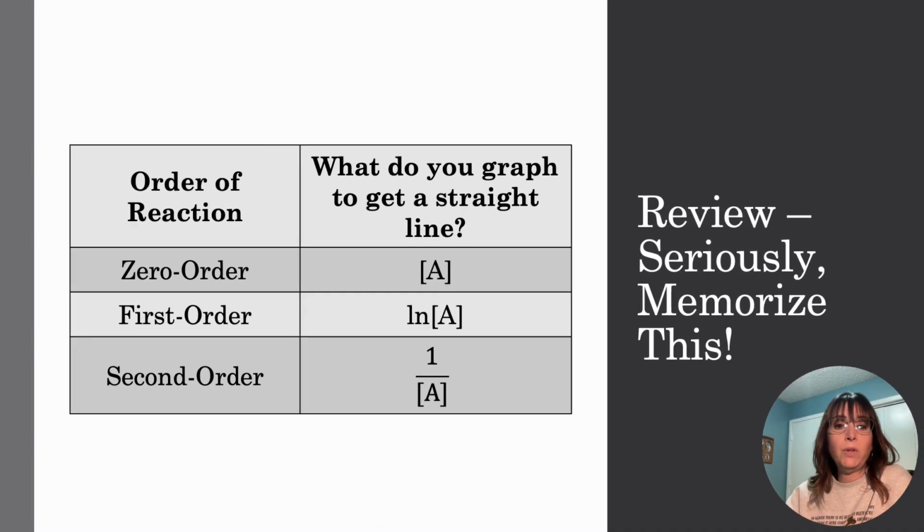Just quickly, let's review again. If you graph the concentration versus time and you get a straight line, it's zero order. Natural log of the concentration versus time, first order. The inverse of the concentration, second order. Seriously, memorize this. You'll need to know it for the test. If you ever take an AP test, you'll see this. For example, they'll just give you a graph and say, well, what's the order of the reaction? You're going to be like, dude, seriously, it's a graph. Well, if it's the natural log and it gives you a straight line, first order.